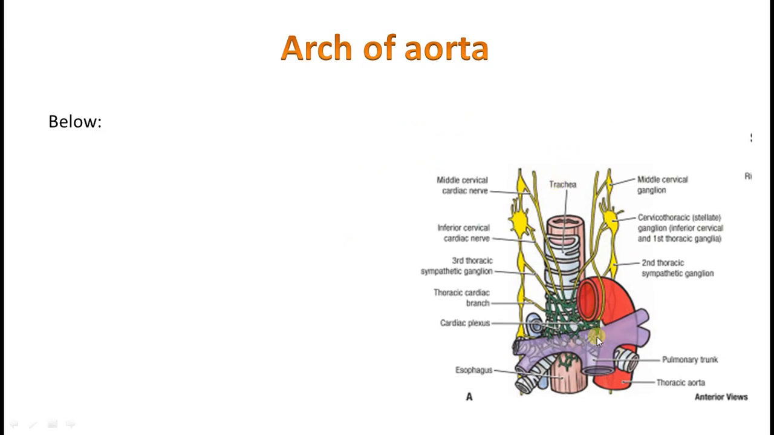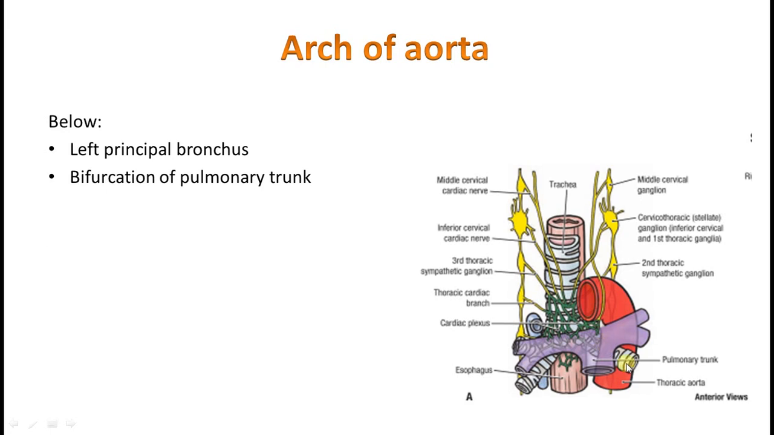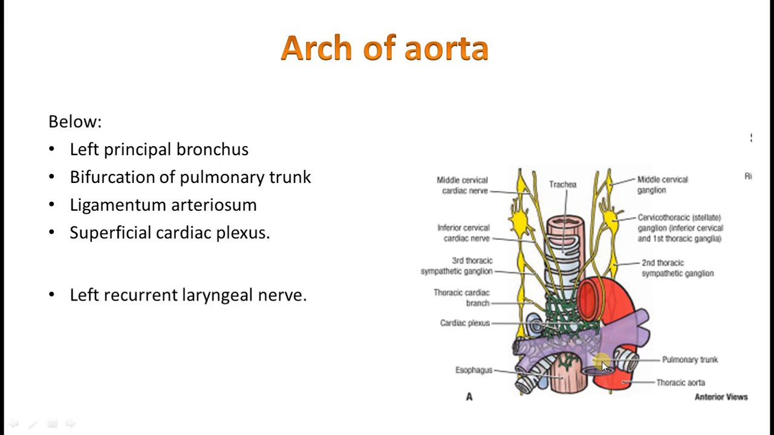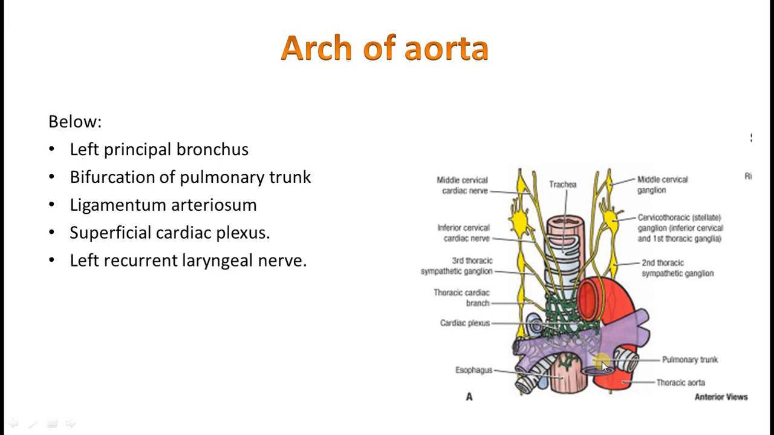Inferior relations, below: what you see here is the left principal bronchus, and then the bifurcation of the pulmonary trunk. Then you see the superficial cardiac plexus, which is present near the pulmonary trunk, and then the ligamentum arteriosum and the left recurrent laryngeal nerve.